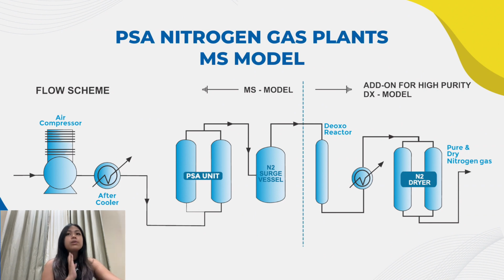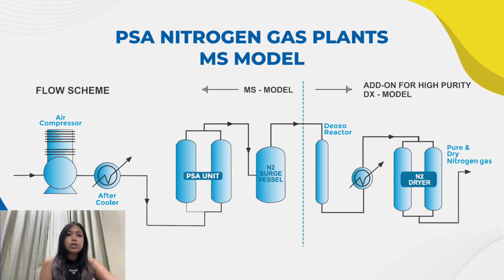So, as we can see here, this is the flow scheme of the PSA nitrogen gas plant. The air first goes to an air compressor. This is where ambient air is drawn in and compressed. Compressing the air allows for a higher volume to be processed, and it also increases the efficiency of the adsorption in the PSA units.